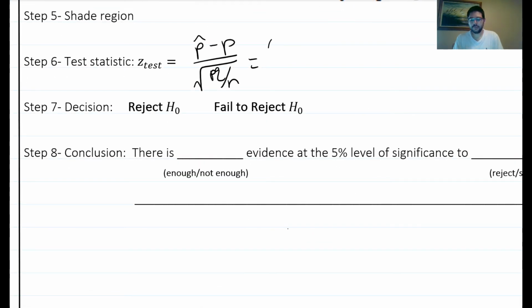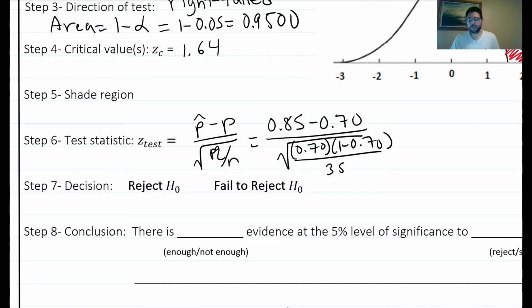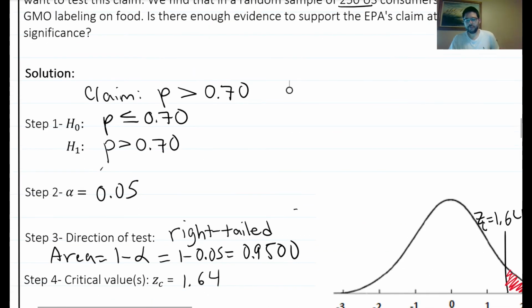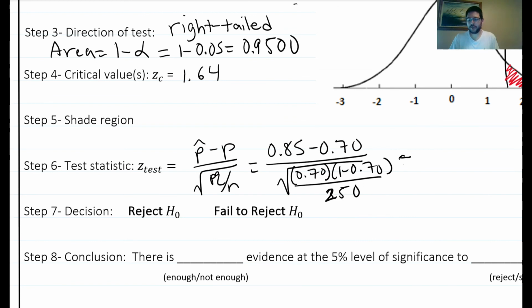Okay, so we have 0.85 minus, what was the other number? 0.70, over the square root of 0.70 times 1 minus 0.70, that's how you find q, divided by, and I believe it was 350 US consumers. Let me double check that. 250. So let's change that. So 250, and then we're going to go ahead and do the calculation, being careful of the denominator and the numerator. All right, so when I calculate this, I get approximately 5.18.